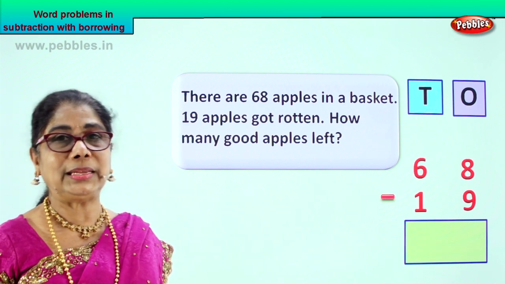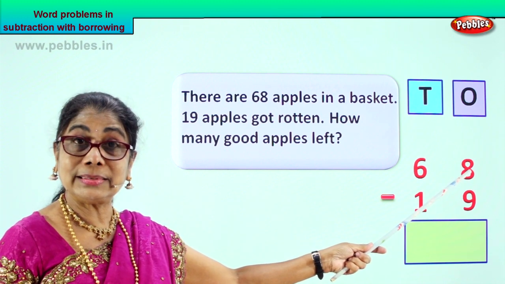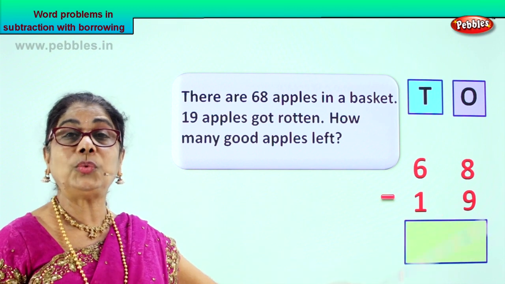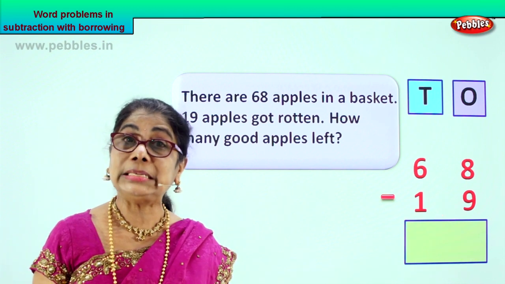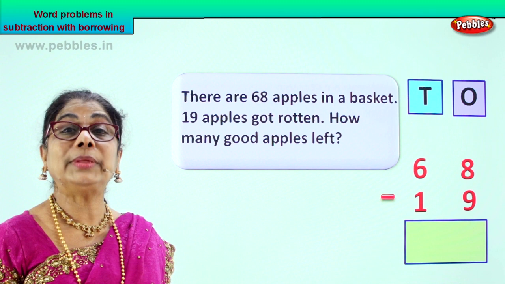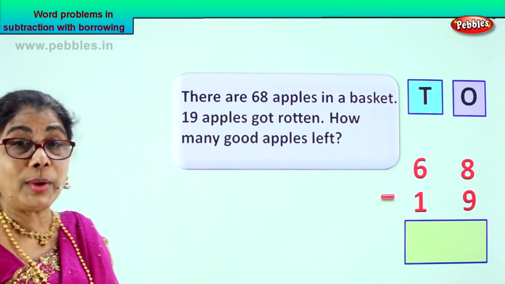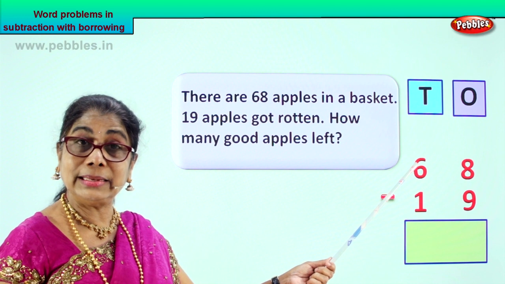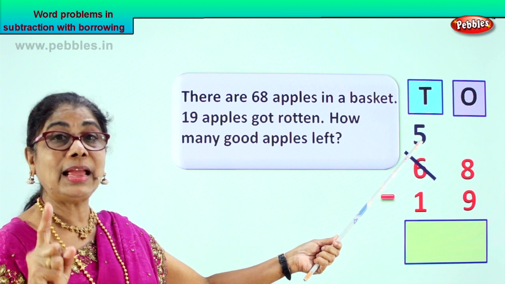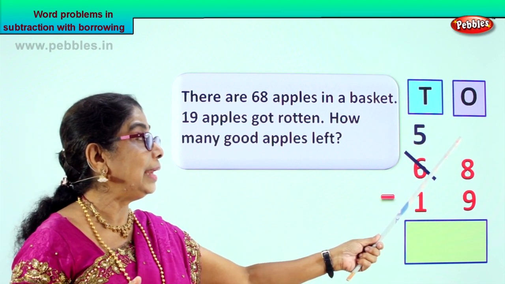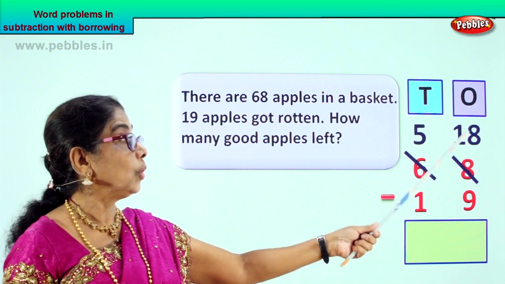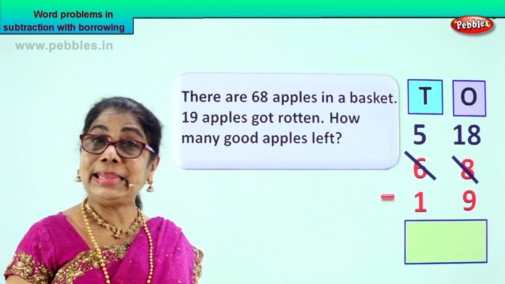Let's go to the ones place. You have 8 ones and you have 9 ones. 9 ones take away 8 ones. Cannot do that because 9 is bigger than 8. Now we are going into borrowing from the tens, 1 ten, and we'll bring it to the ones place. 6 tens minus 1 ten. Balance 5 tens. That 1 ten we take it here. 1 ten plus 8 ones, 18.